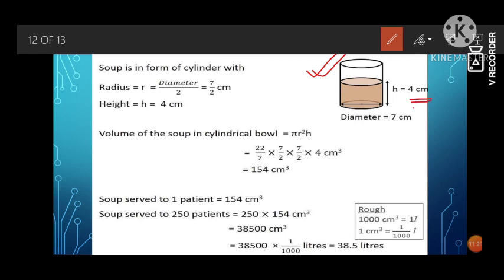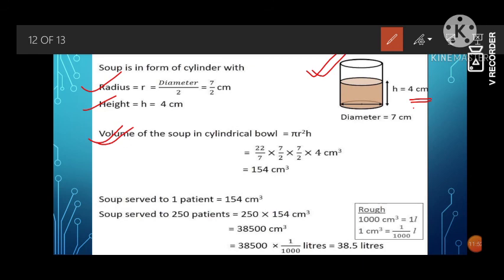Diameter is given as 7 centimeter. So the radius will be 7 by 2 and the height we will use as 4 centimeter only. The height of the cylindrical bowl is much more than the height of the soup that is given. We will consider only the height of the soup to find the volume or the amount of soup that will be required to make for 250 patients daily. So the volume of the soup will be pi r square h.